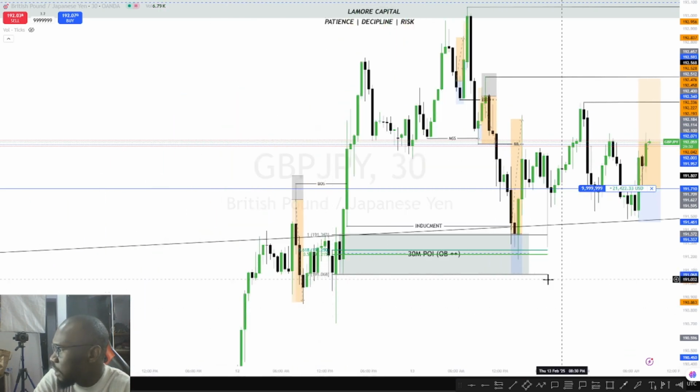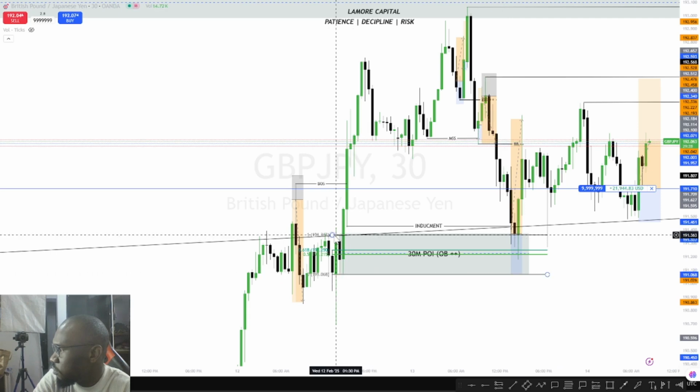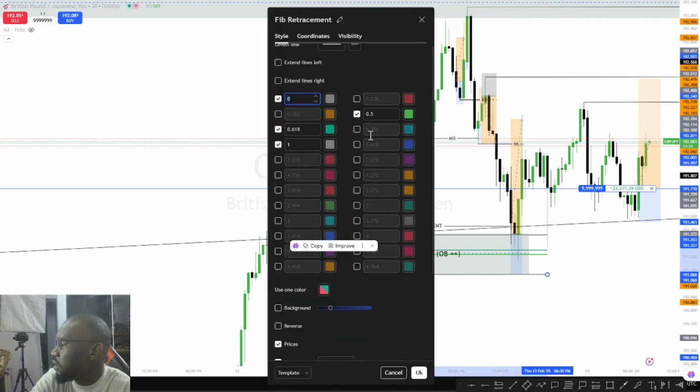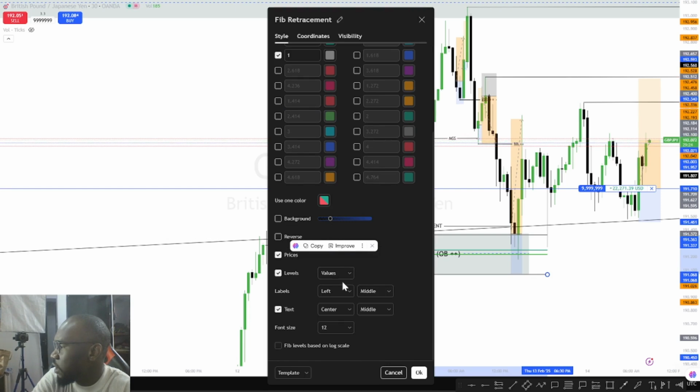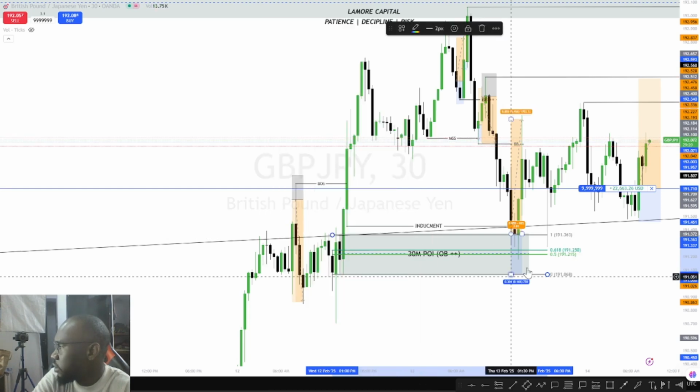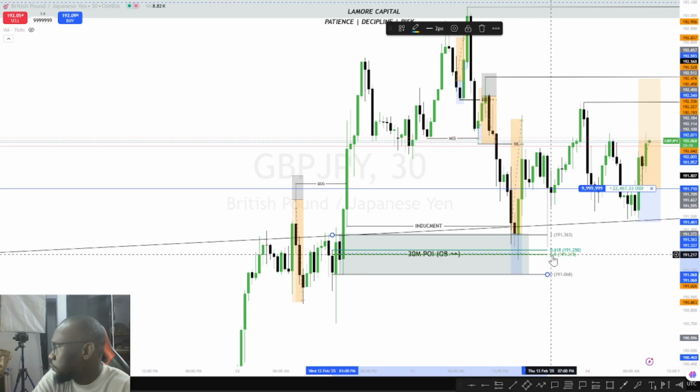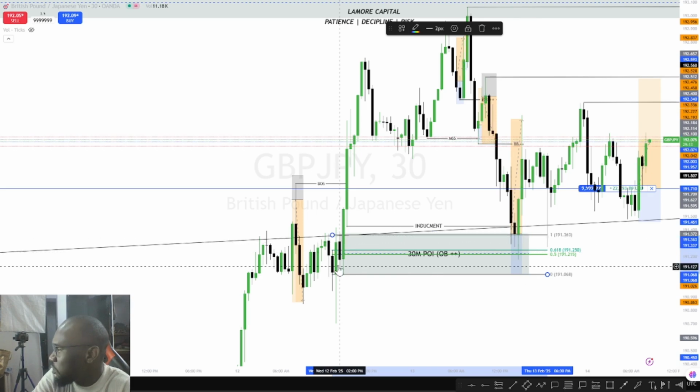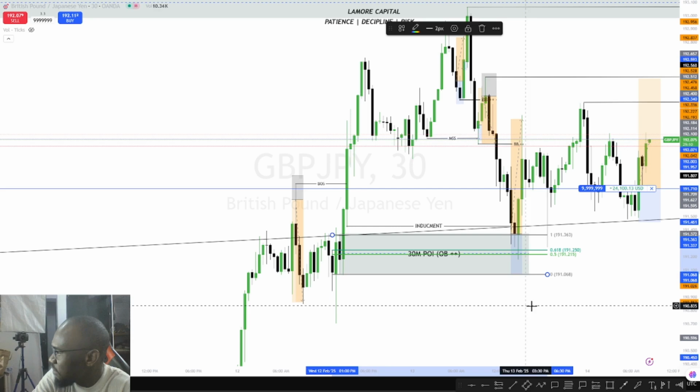0.5 level, and this is the 0.5 level. Okay, let's do some settings here so that we can have our levels on the right. So this is the 0.5 level. That means I would be entering at the half of this candle. Half of this candle, that's the 0.5 level of this candle.